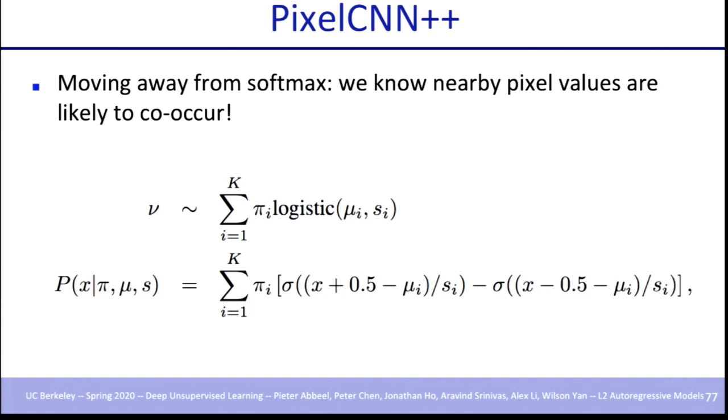Well, you want to put something there that's easy to sample from and easy to optimize with. Because otherwise, your whole end-to-end optimization is going to be bottlenecked on that output layer. Here's something very popular: use logistics.